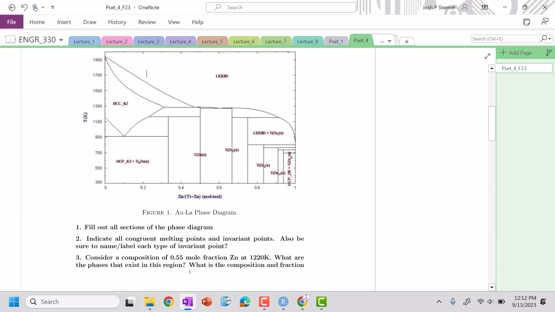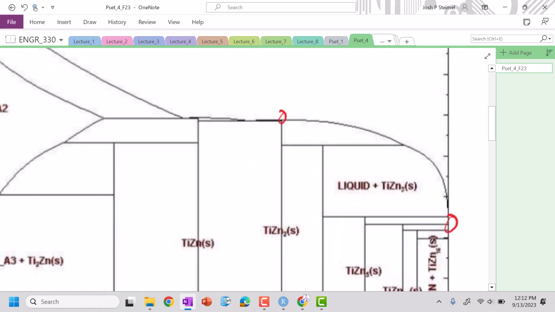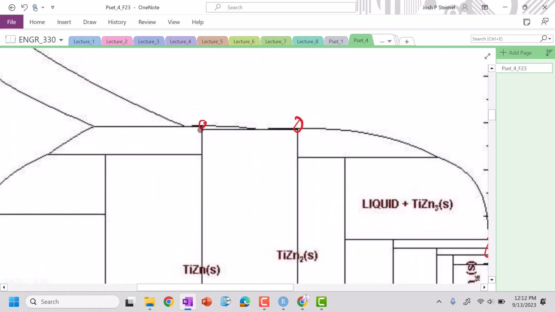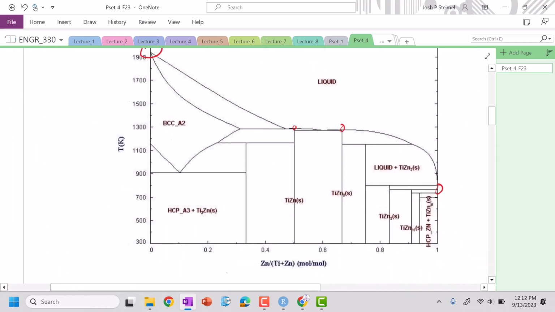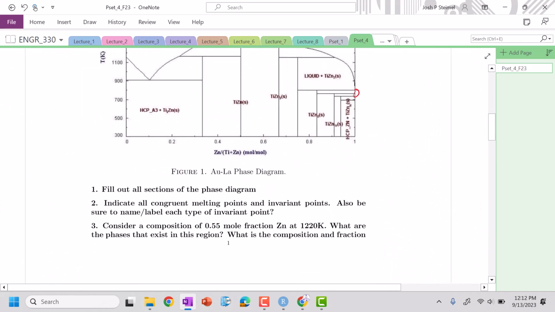Indicate congruent melting points. So we've got one right here. We probably have one right here, and then there's going to be one right here in the pure material, and possibly one right here as well. But again, that's up to interpretation.